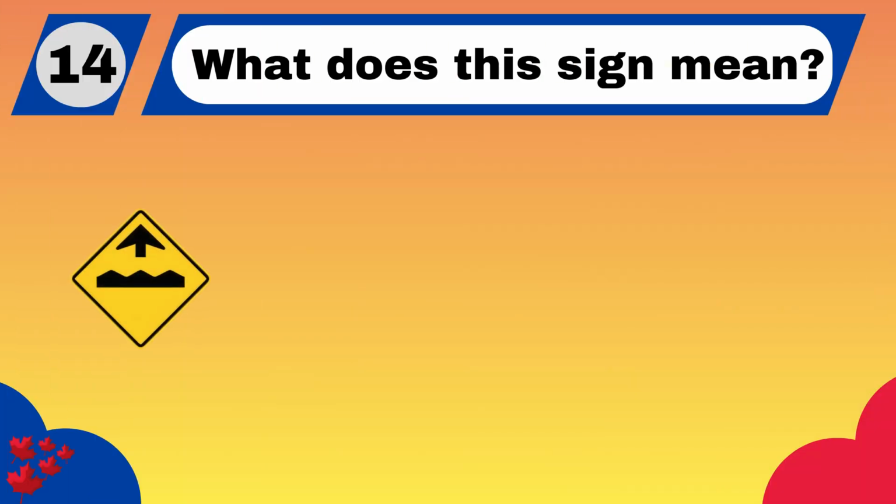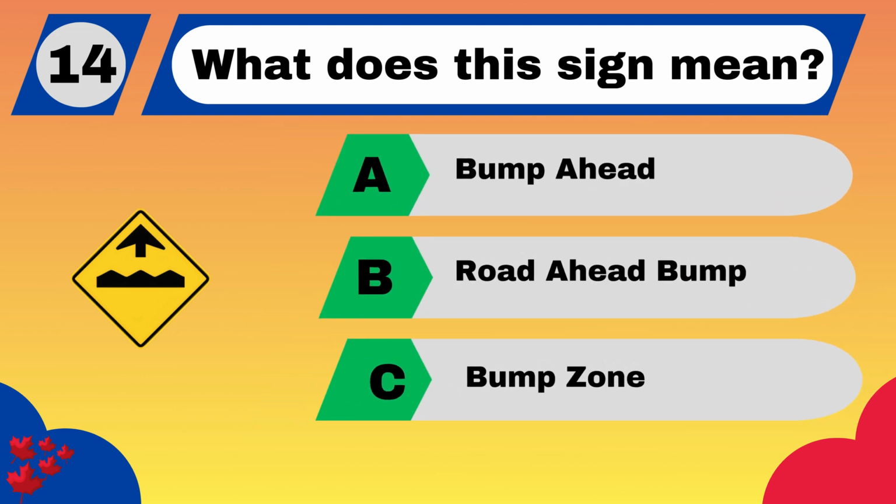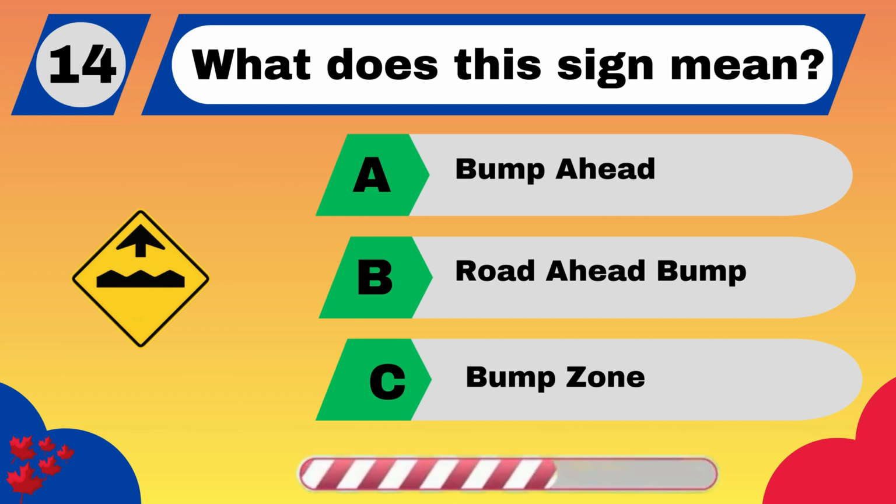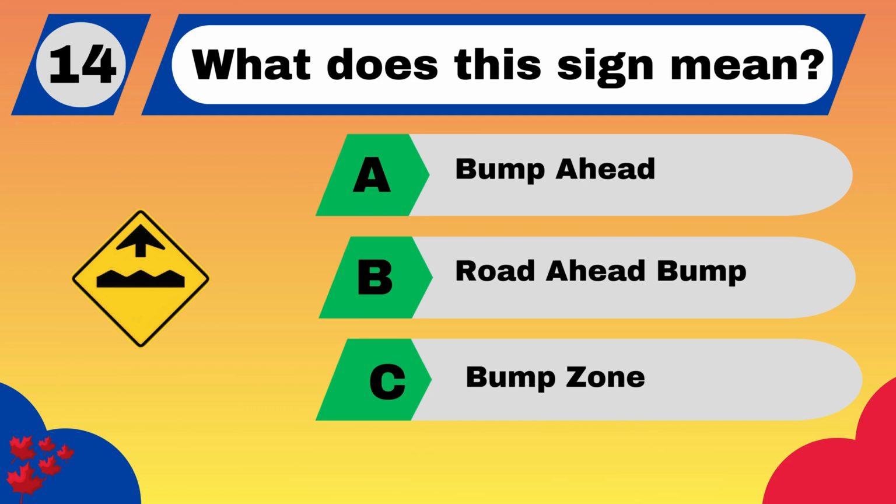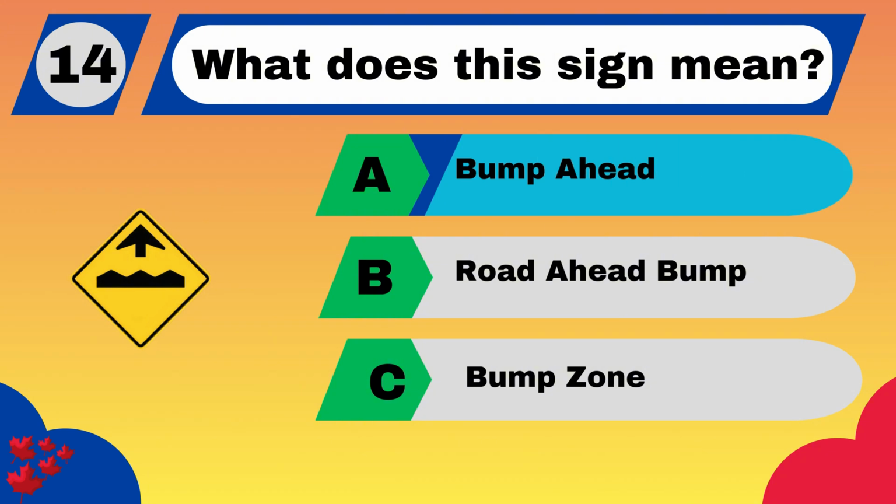Question 14. What does this road sign mean? A. Bump ahead. B. Road ahead, bump. C. Bump zone. You got it. A. This sign alerts drivers to a bump ahead.